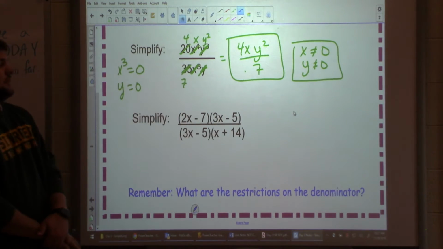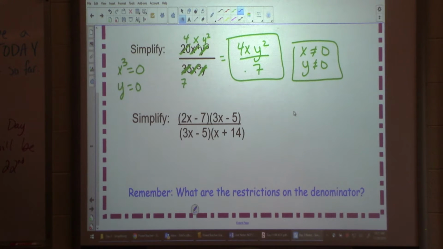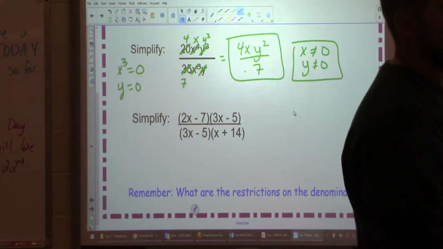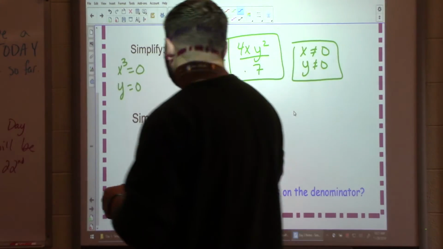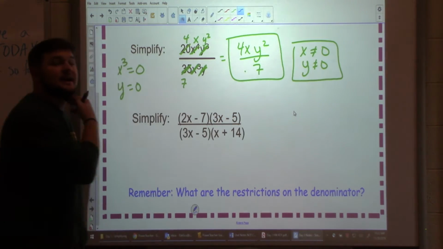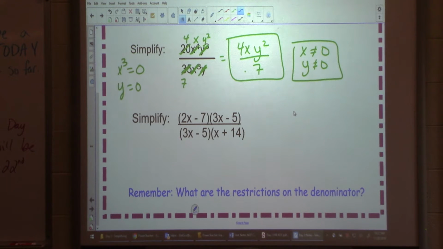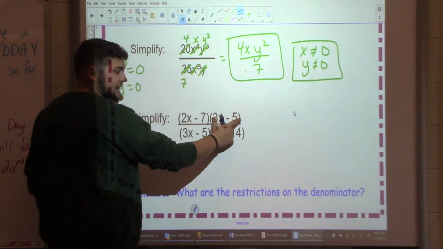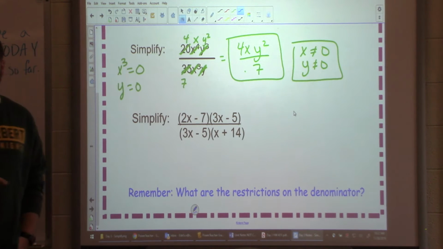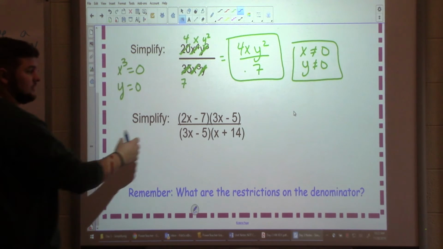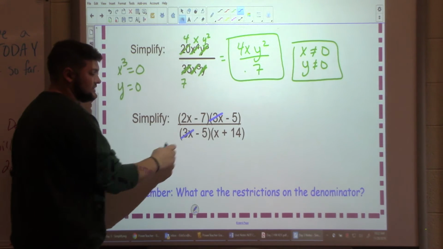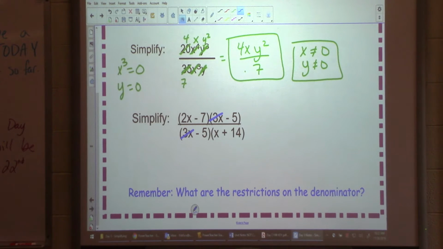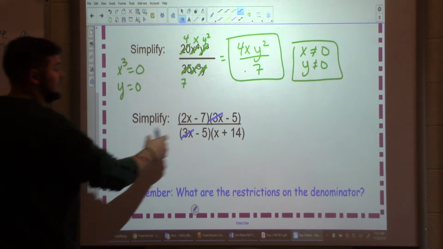Alright, our next one. 2x minus 7 times 3x minus 5 over 3x minus 5 times x plus 14. Guys, it is really important. We can only cancel whole terms here. What I mean by that is 2x minus 7 is a whole term. 3x minus 5 is a whole term. To be able to cancel either of those, I need that whole piece in my denominator somewhere. If I have addition or subtraction between any terms, I can't just cross things out like this. That is not okay. 3x minus 5 is one whole term. So if I'm going to cancel that whole thing out, I need that whole piece.